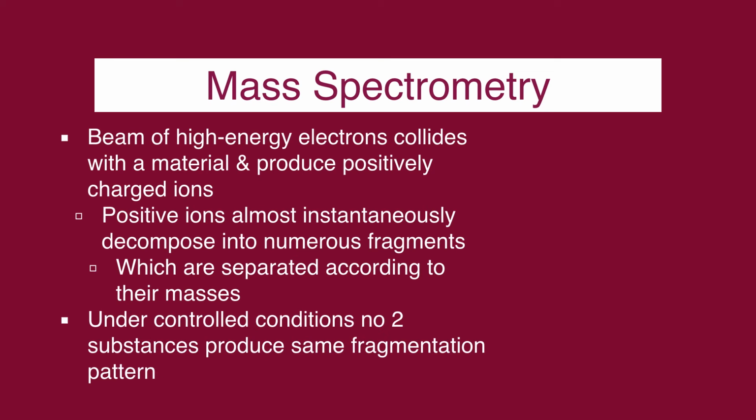And this is a beam of high energy electrons that collide with materials and produce a positively charged ion. So positive ions will almost instantly decompose into numerous fragments, which then separate according to their masses. So under controlled conditions, there's no two substances that produce the same fragmentation pattern. So again, they can use this to identify the quantity of each, or the mass of each substance that's in that mixture.